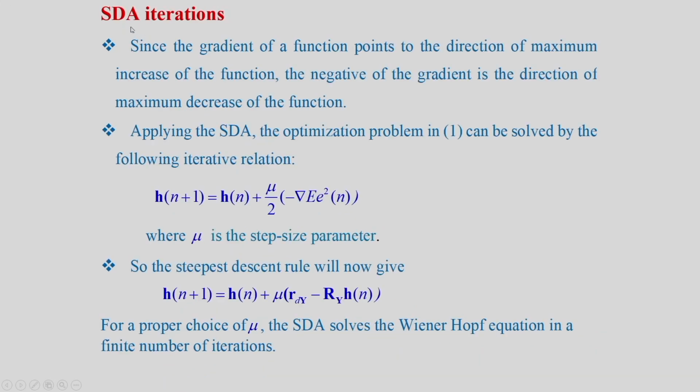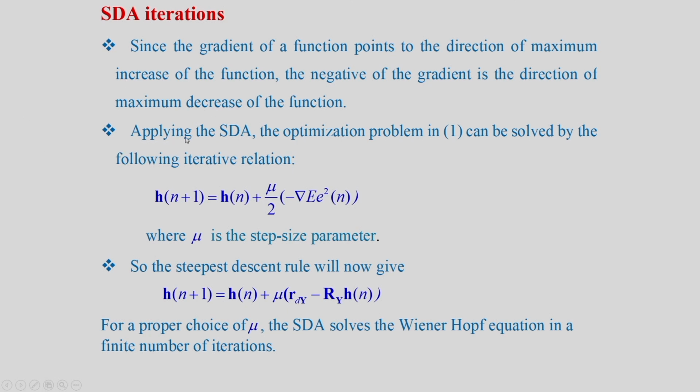Now, let us see how SDA iterations are done. Since the gradient of a function points to the direction of maximum increase of the function, the negative of the gradient is the direction of maximum decrease of the function. This is the logic. So, the negative of the gradient gives the direction of maximum decrease of the function.